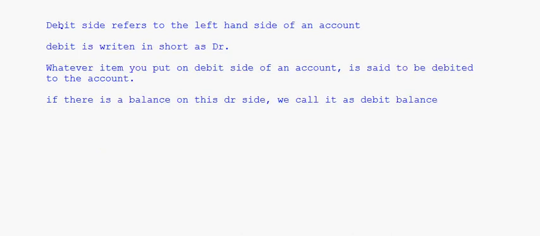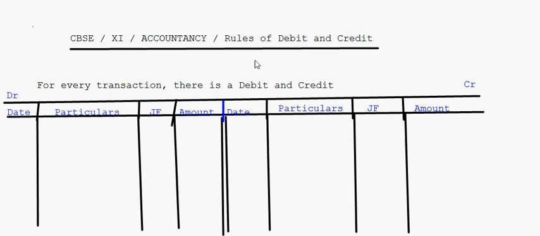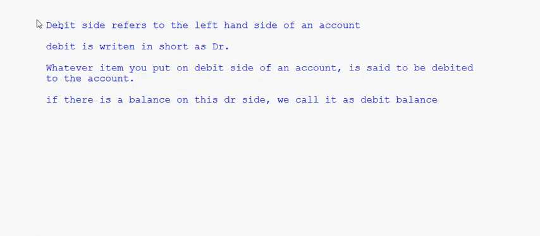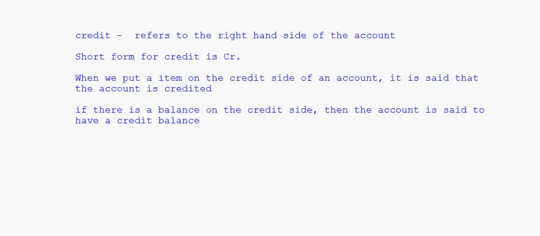So now I have shown you this format of an account, right? And the basic thing about debit and credit, like what is a debit, what is a credit, and all the transactions will have a debit and a credit, right?